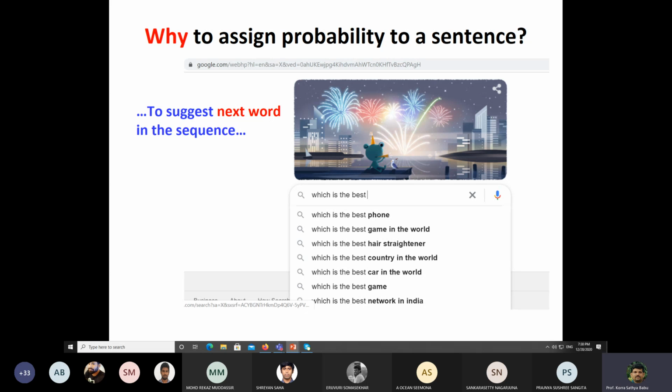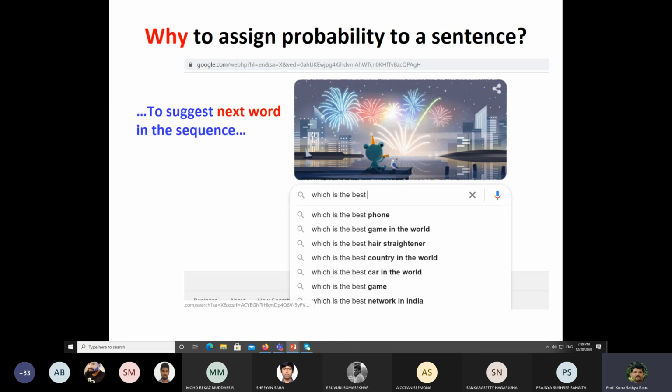Okay, so which is the best phone, or which is the best game in the world, or which is the best hair straightener, or which is the best country in the world, or which is the best car in the world, or which is the best game, or which is the best network. Okay, so what I mean to say here is that it suggests the next word.